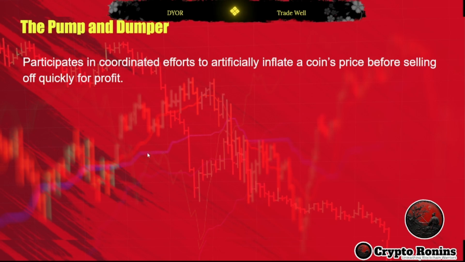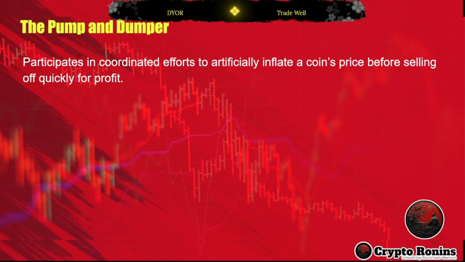The pump and dumper participates in coordinated efforts to artificially inflate a coin's price before selling, making sure that it sells off quickly for a profit. Now, we see this sometimes. We call this selling the sizzle before the steak, and everybody's like, there's going to be these great things and everything goes out and they're very excited, and then all of a sudden it drops off. If you're one of these, you're inflating the coin, you're probably going to be noticed very quickly. And people will kind of get used to the whole selling the sizzle before the steak thing.